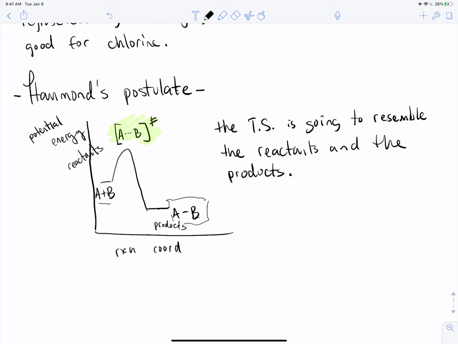It's just like when two parents have a kid, you expect the kid to look something like the parents. And that's what we're saying here. If we have reactants and we have products, the transition state is going to look like some chimeric version of those two.